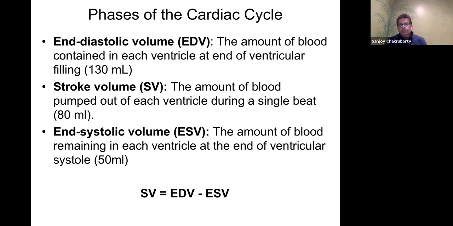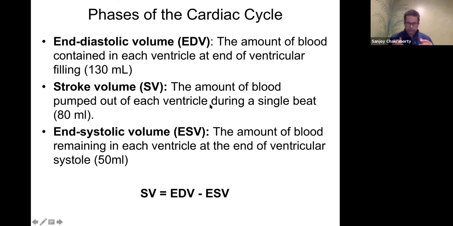So stroke volume is the amount of blood that enters into the aorta per minute. Let's focus on the aorta so it's easy to understand, because the same thing is happening to the pulmonary trunk. In other words, here they say the amount of blood pumped out of each ventricle each minute.